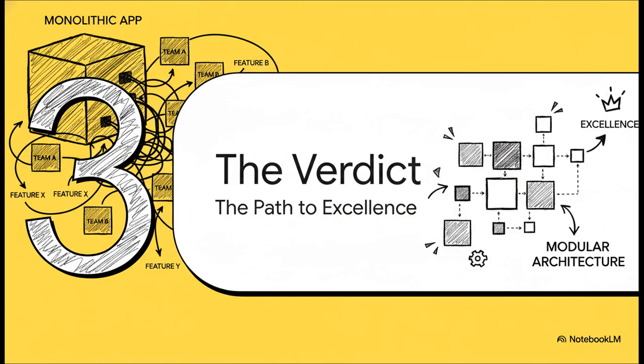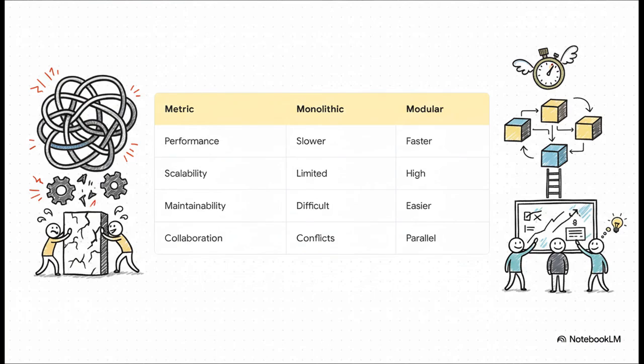So, after all that, what's the verdict? Look, a monolith is a perfectly fine place to start a project, but it's pretty clear that as your team gets bigger and your app gets more complex, modularization isn't just a nice-to-have, it becomes absolutely essential for growth. Let's just break it down one last time with the key metrics. When you put them head-to-head on things like performance, especially build times, scalability, maintainability, and team collaboration, well, the modular approach comes out on top every single time.